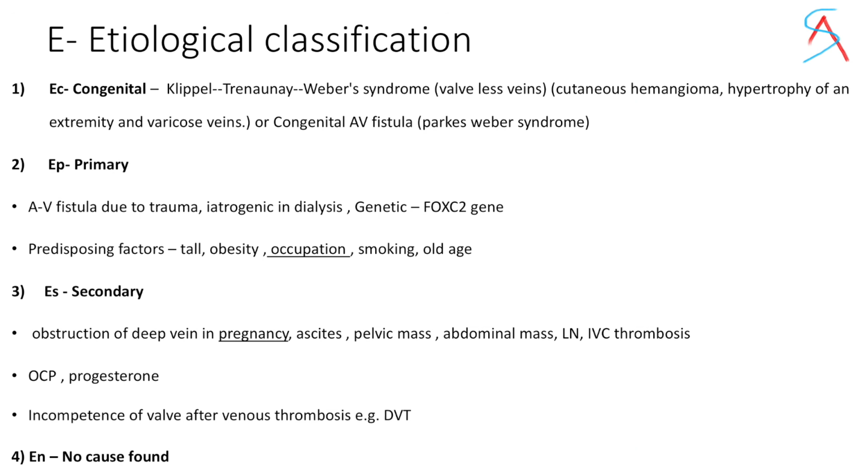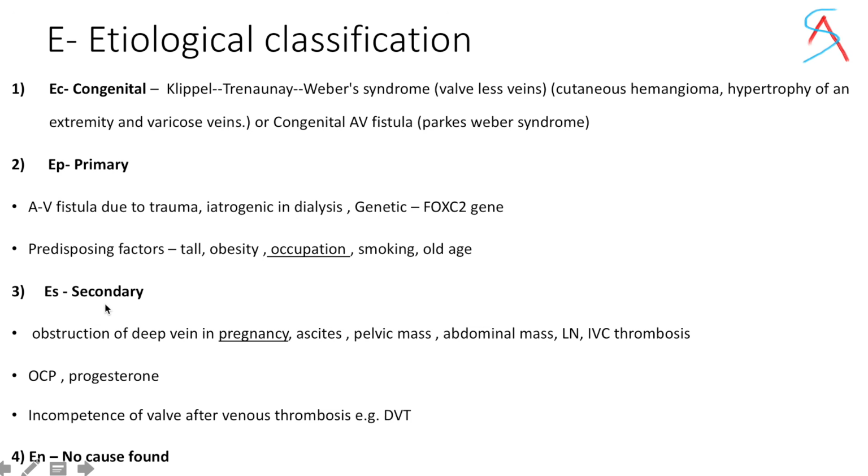The next is primary etiology. Primary etiology is more common, as it includes predisposing factors like being tall, obesity, occupation, or it could be due to AV fistula made by trauma or by iatrogenic cause like in dialysis or catheter angiogram. It could be genetic also.